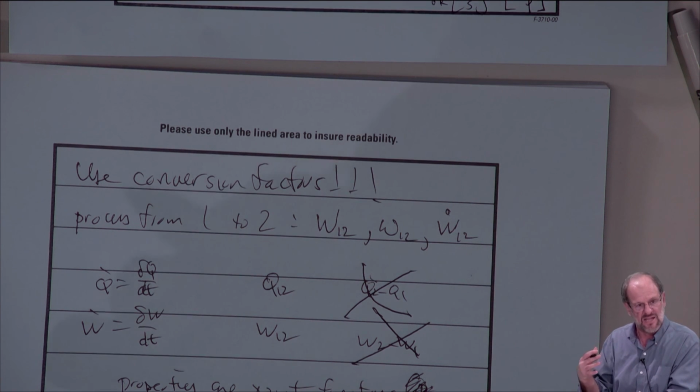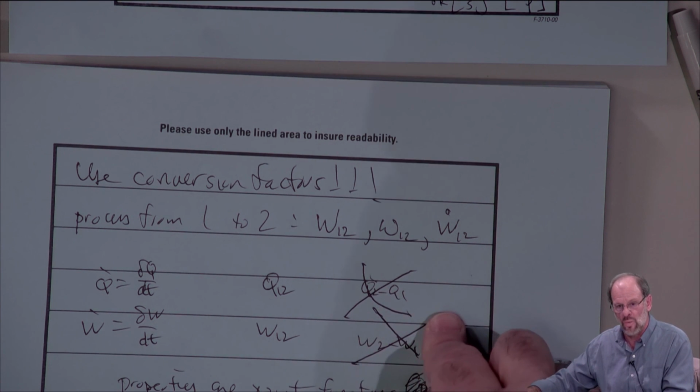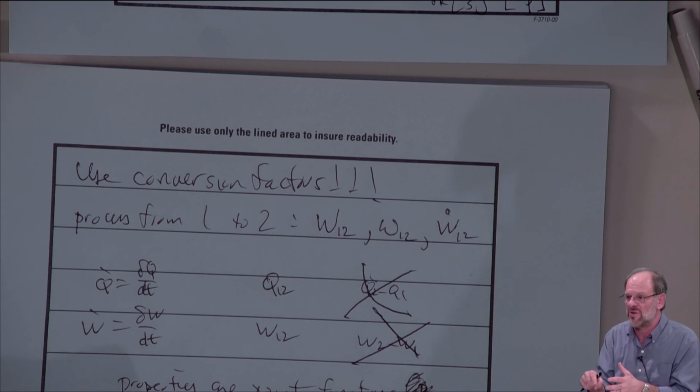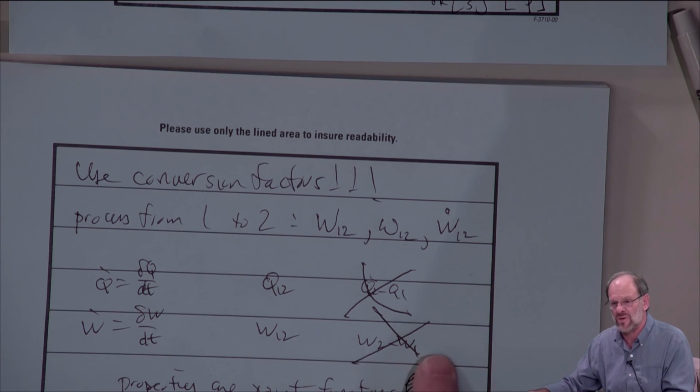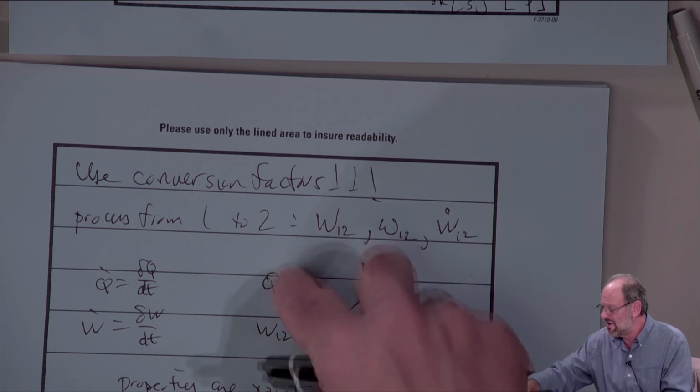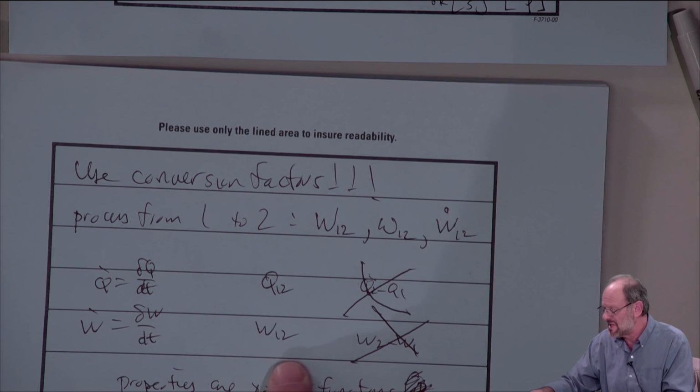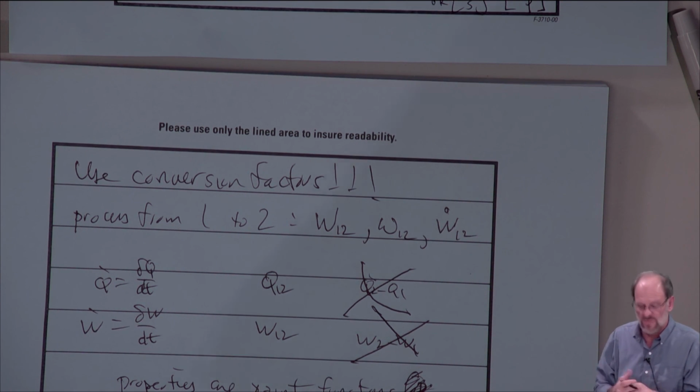I'm sorry, I said that wrong. You can't use Q2 minus Q1 to represent the change in heat transfer from 1 to 2. You can't write W2 minus W1. You can only write Q with the subscripts or W with the subscripts, implying that there's a certain amount of heat transfer, a certain amount of work that occurs.